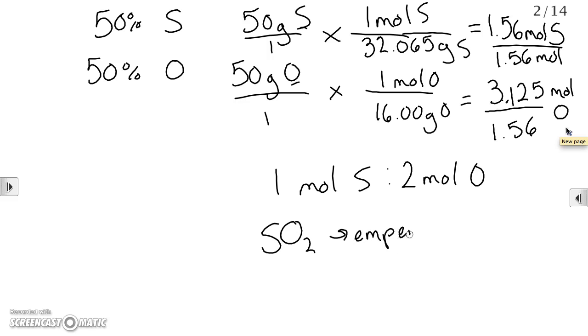This is not the molecular formula. To know the molecular formula, I would have to know what the molar mass is. And let's just say, this guy right here is 32, and this one's 16. So SO2, this is going to be 64 grams per mole. If they gave me that it was 128 grams per mole, then I would know that would be S2O4.